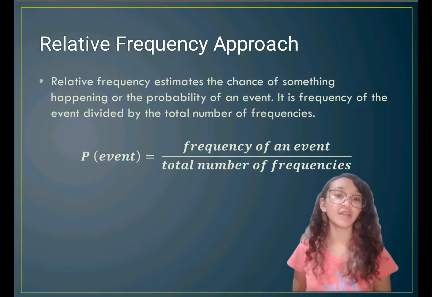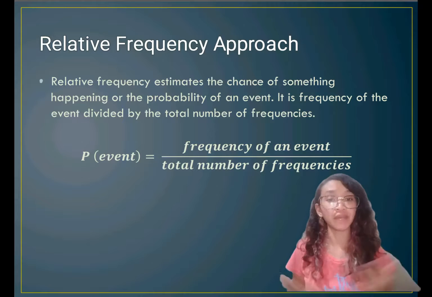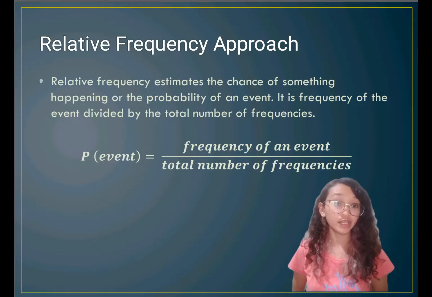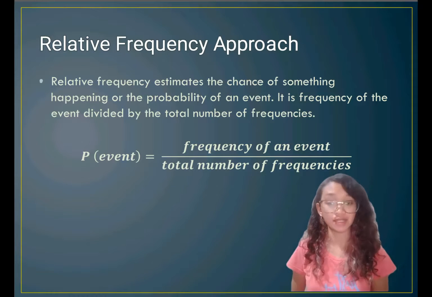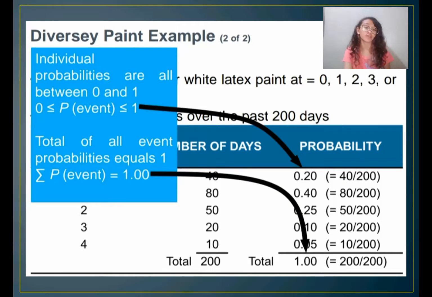So what is the relative frequency approach? It estimates the chance of something happening, or the probability of an event. It is the frequency of the event divided by the total number of frequencies. So here's an example, guys. Diversey paint example. Historical demand for white latex paint at 0, 1, 2, 3 or 4 gallons per day. Observed frequencies over the past 200 days. So here's a table, guys.